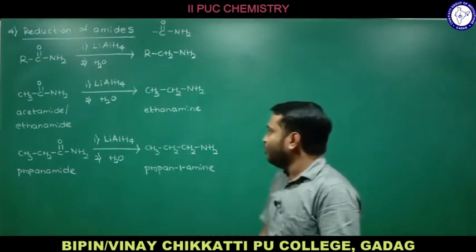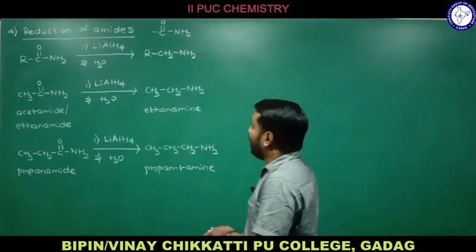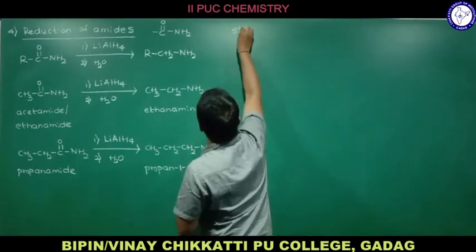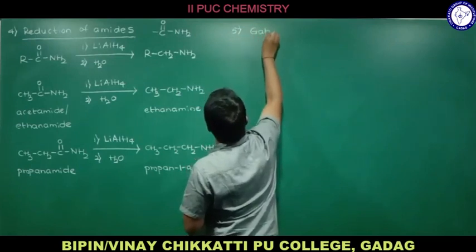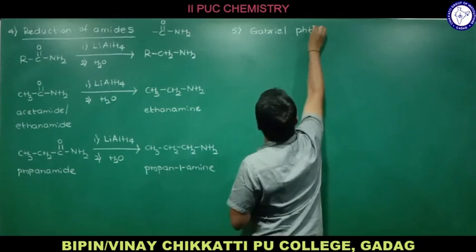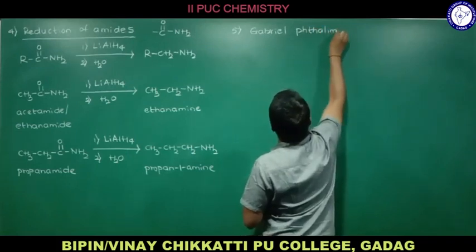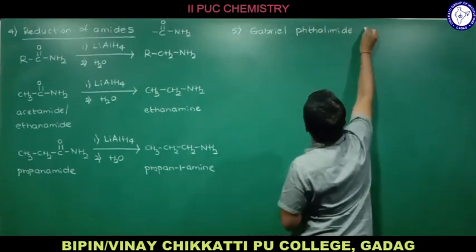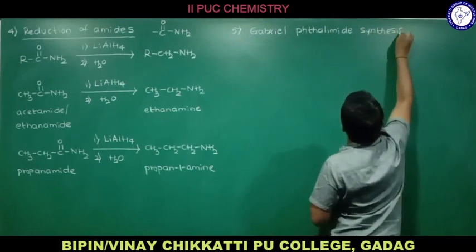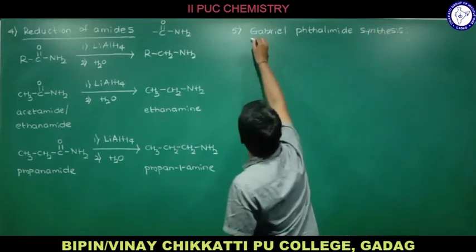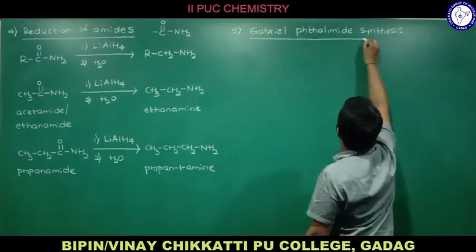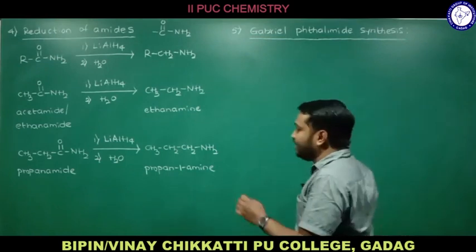Fifth method of preparation of amines we'll see. The fifth method of preparation of amines, as you know, the name I am going to write here is Gabriel phthalimide synthesis. Using the Gabriel phthalimide synthesis method, we are going to see how we can prepare the amines. So phthalimide we have.